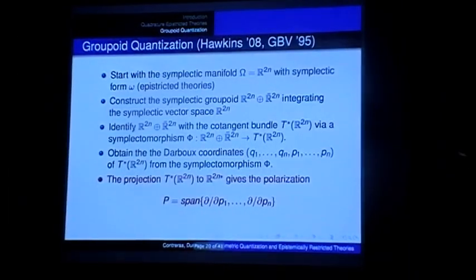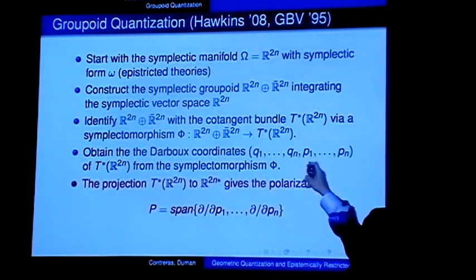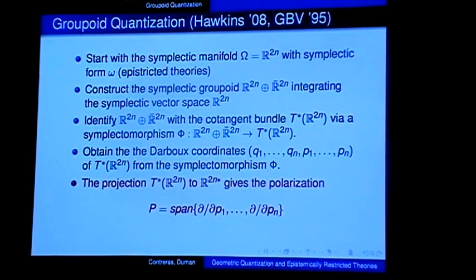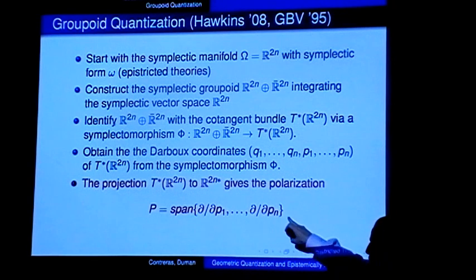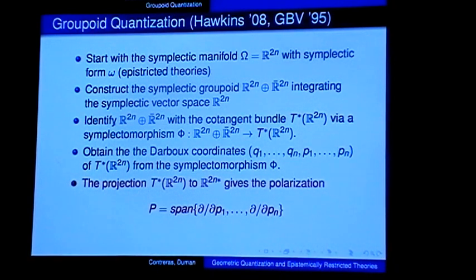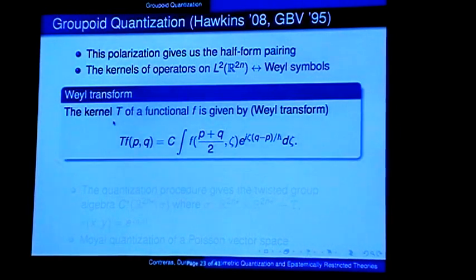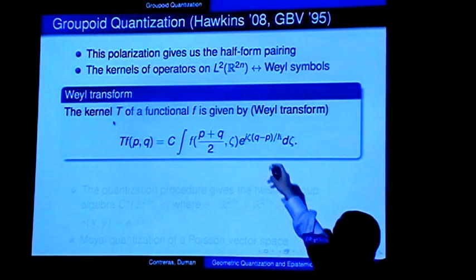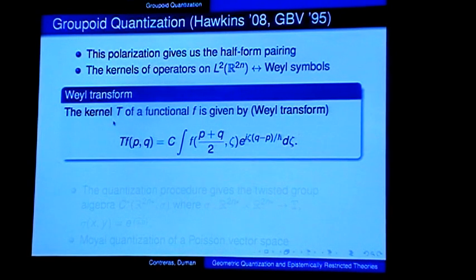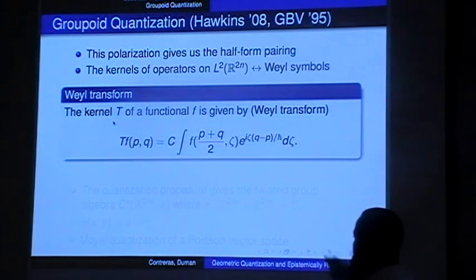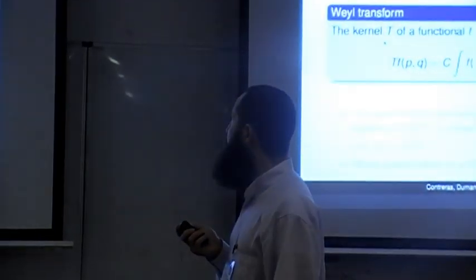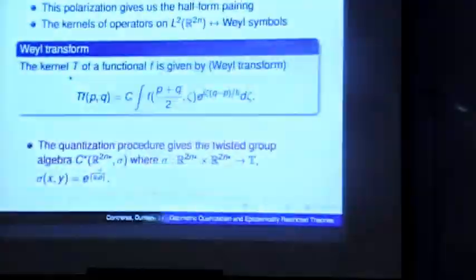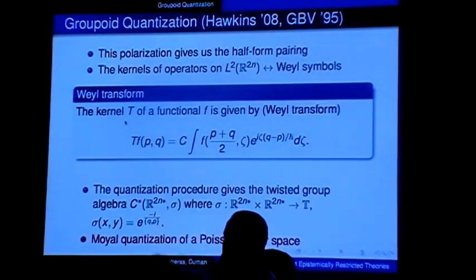Here are some technical steps. We start with our vector space, and we get a groupoid over that vector space. We get a symplectomorphism for the cotangent bundle, and this is the polarization of the vector space that is spanned by the momentum space. The important thing is that at the end we will get a Weyl transformation that gives us a map from the functionals f to the projector operators. This map is important for our comparison between epistemic theories and quantization.